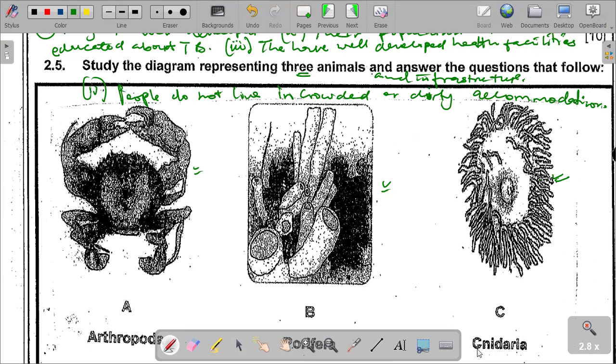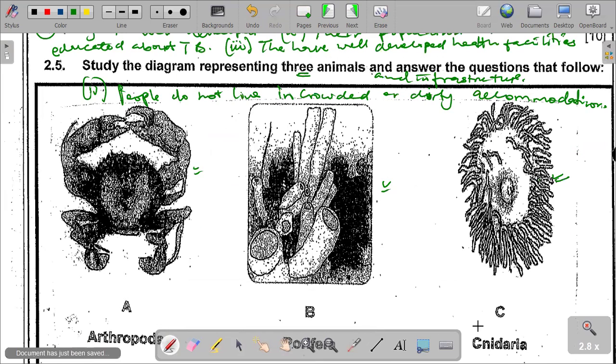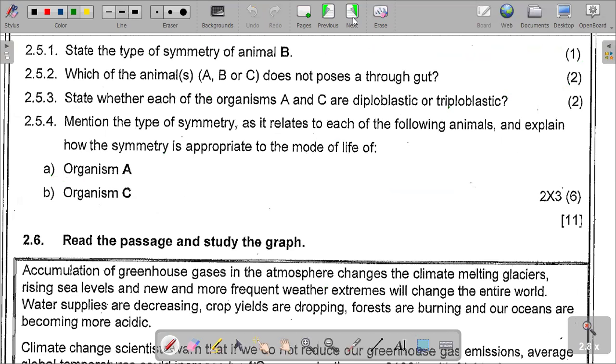Let's just see what it wants us to say. These three animals, we are given A, B, C, and I was saying, take note that you don't make mistakes there. Then state the type of symmetry of animal B.